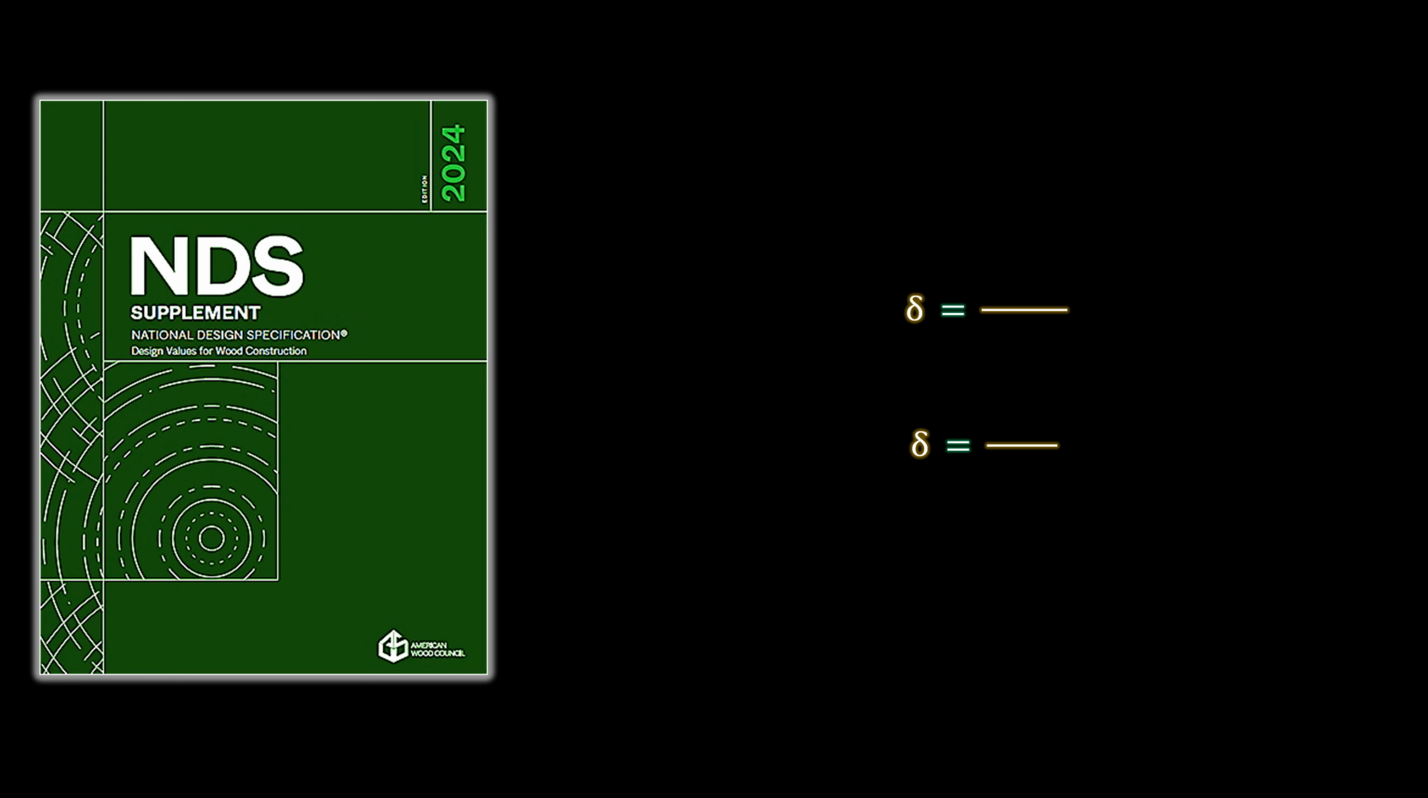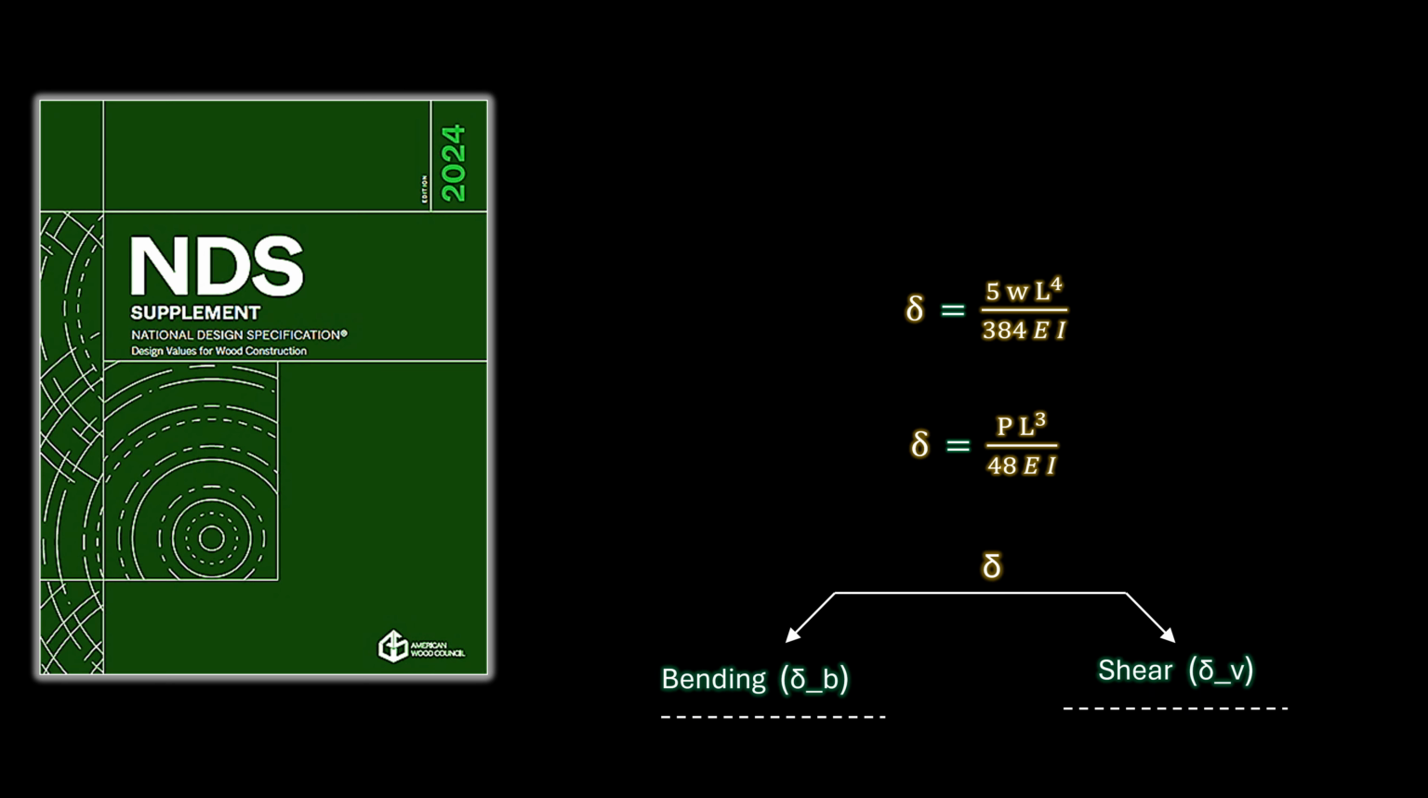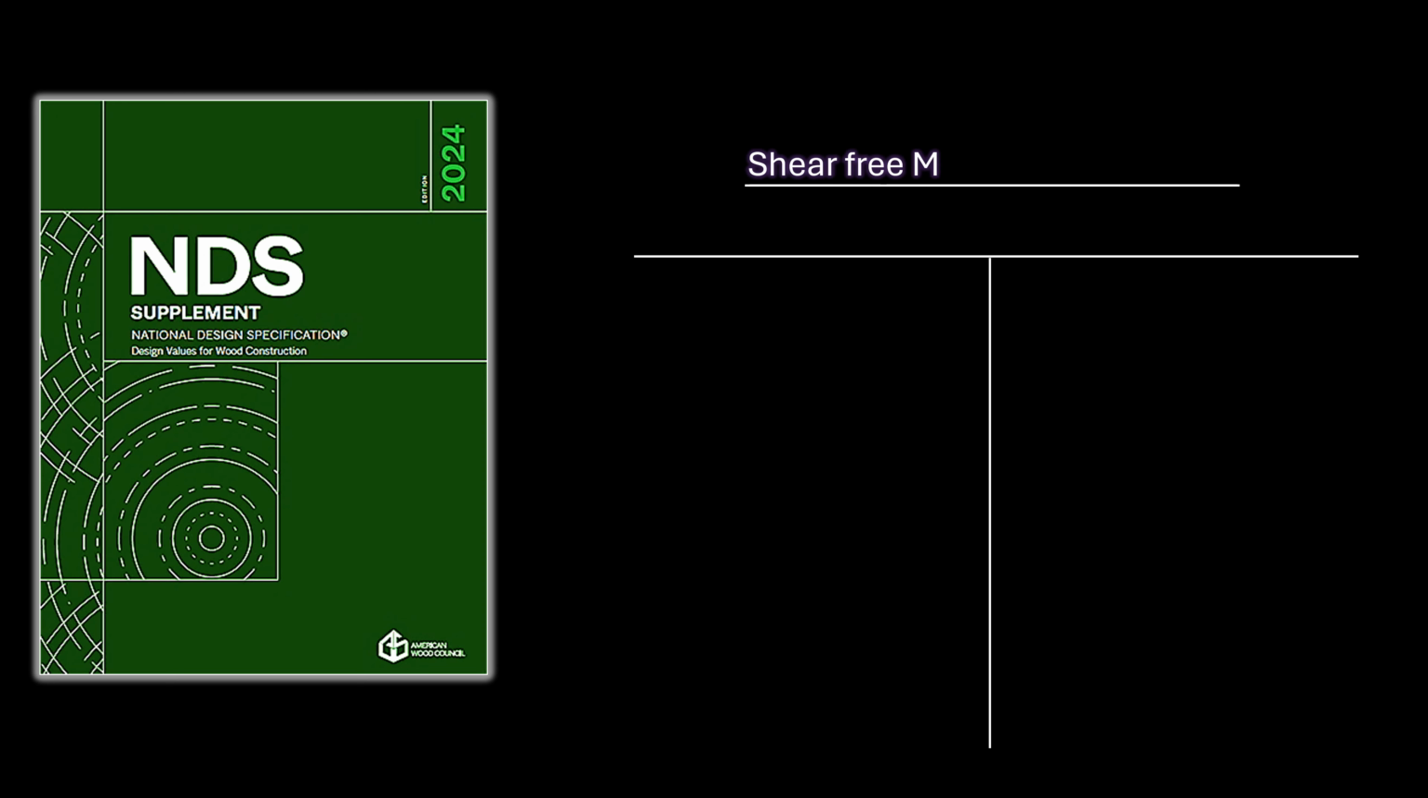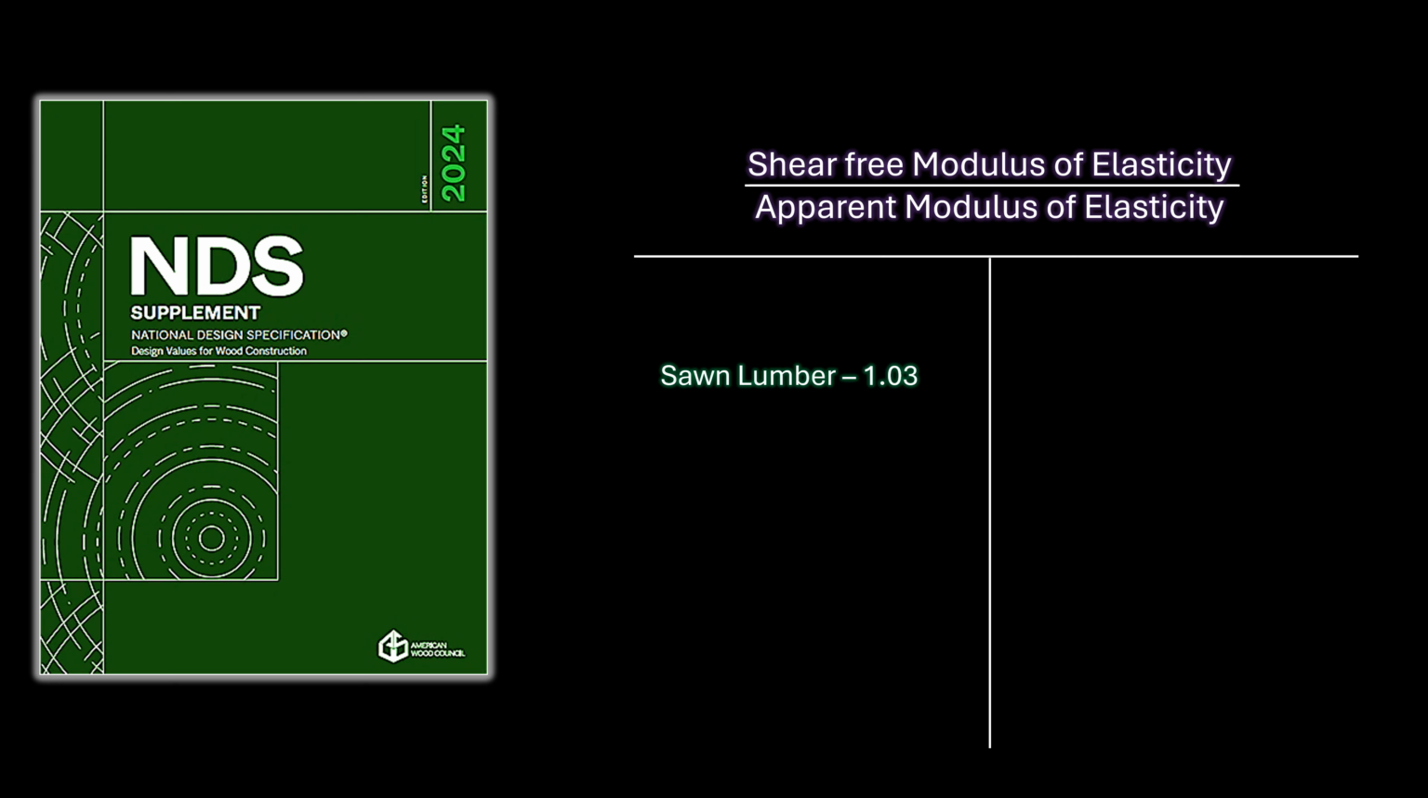This means that when a designer calculates deflection for sawn lumber and glulam bending members using standard deflection equations based on the Euler-Bernoulli beam theory but using the modulus of elasticity provided in the NDS Supplement, the deflection calculated includes shear deflection because the elastic modulus provided has been adjusted to include the effects of shear deflection. The ratio of the shear-free modulus of elasticity to the apparent modulus of elasticity may be taken as 1.03 for sawn lumber and 1.05 for glued laminated timber.